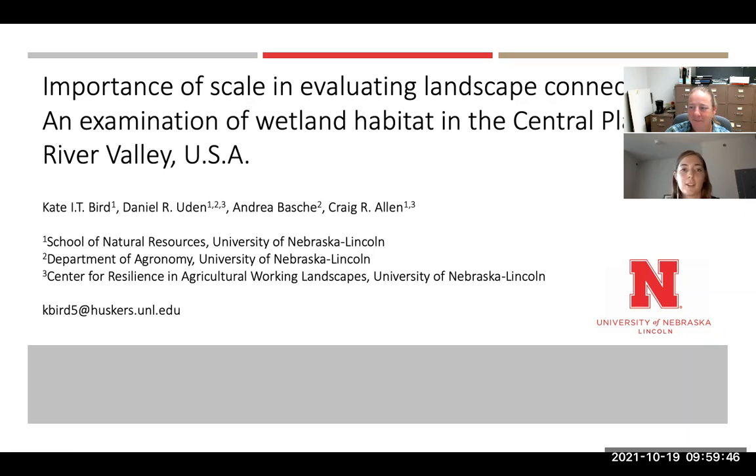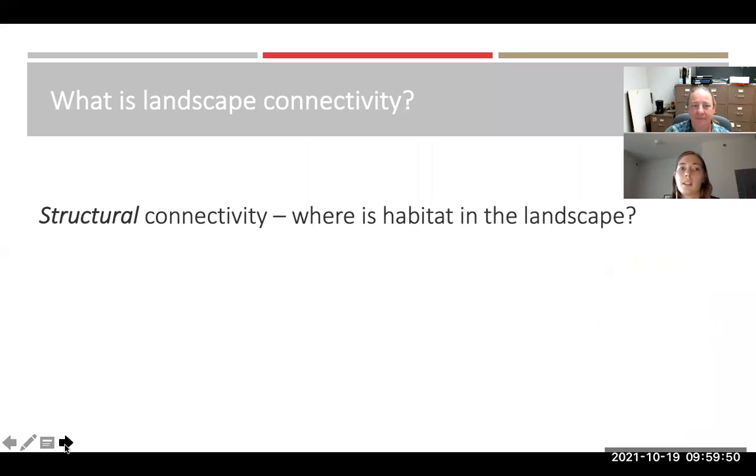So I kind of wanted to start off this presentation with some context and some background on landscape connectivity. So we're all talking about the same thing, because I think connectivity is a term that's pretty frequently used both in management and in research, and it's also a term that's evolved. So I think really my understanding is that it began as structural connectivity. So thinking about where is a given land cover type or a given habitat in a landscape.